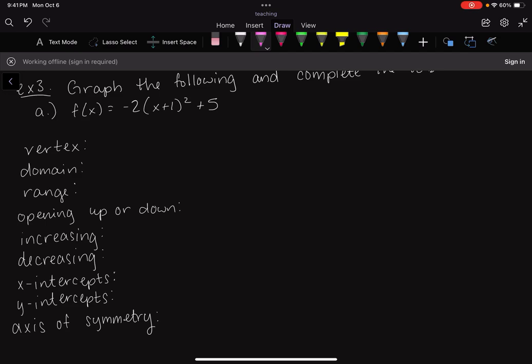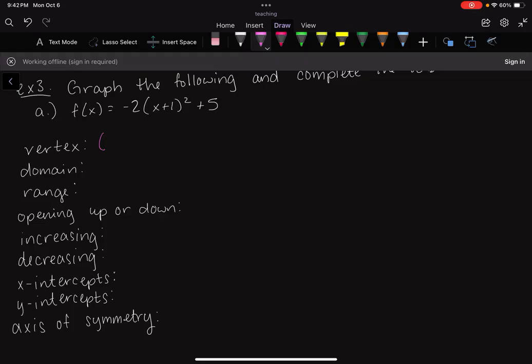So let's do our vertex first. So our vertex for this, try to fill out anything you can by yourself. I'll talk to you about it first. So vertex, we need h, k. Domain, I think y'all can find the domain for this. Range, I usually like to do range after I graph, so that's fine if you want to do that. Opening up or down, that's going to be based on the a value, so it's coming back from transformations. Increasing and decreasing, we talked about that in 2.7, how to tell when a graph is increasing or decreasing.